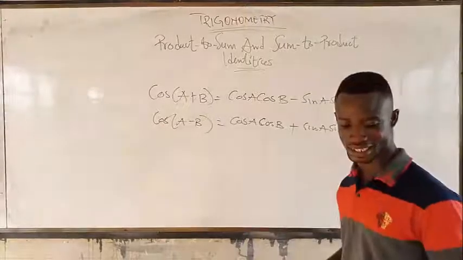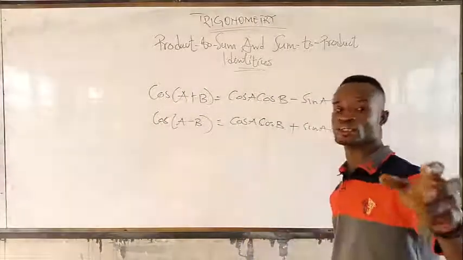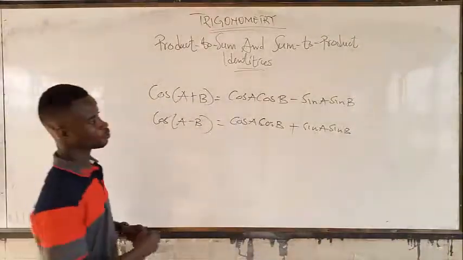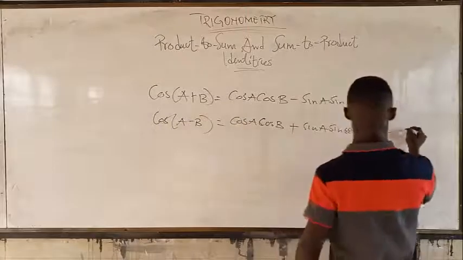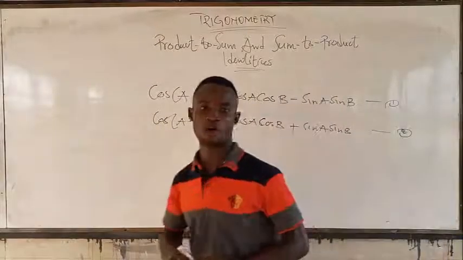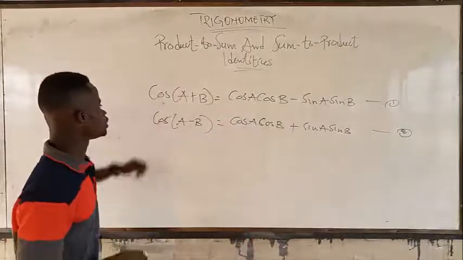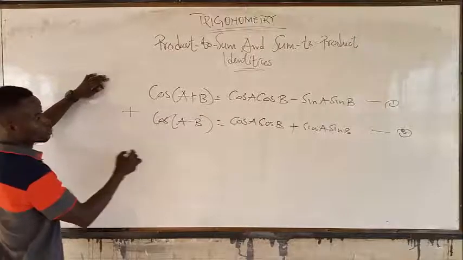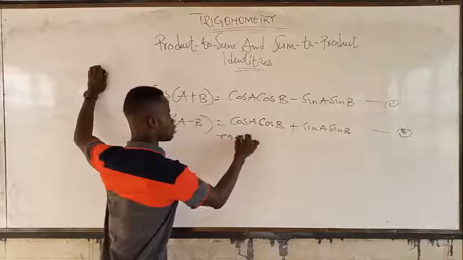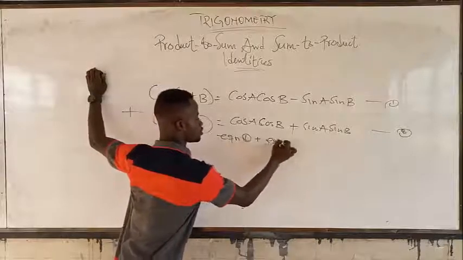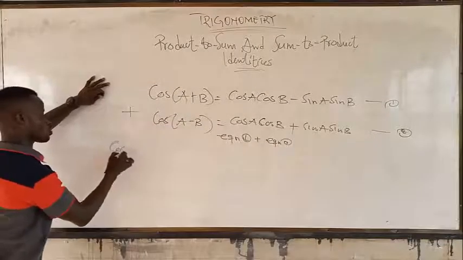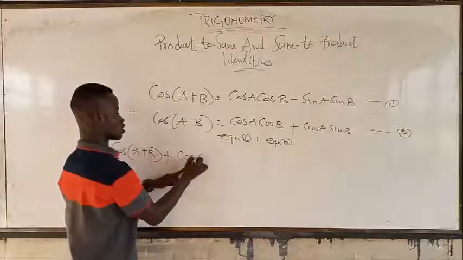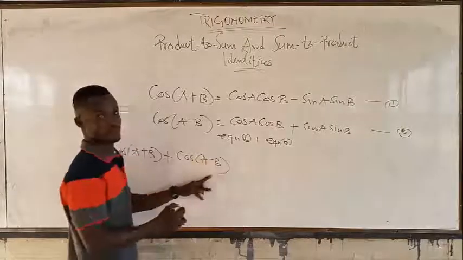and sum to product identities. In what way? No problem. The first thing to do is to add. I'm going to call this equation 1 and this equation 2. So first of all, let's add the two equations. So equation 1 plus equation 2, we are going to get cos A plus B plus cos A minus B. Hope you can see that.